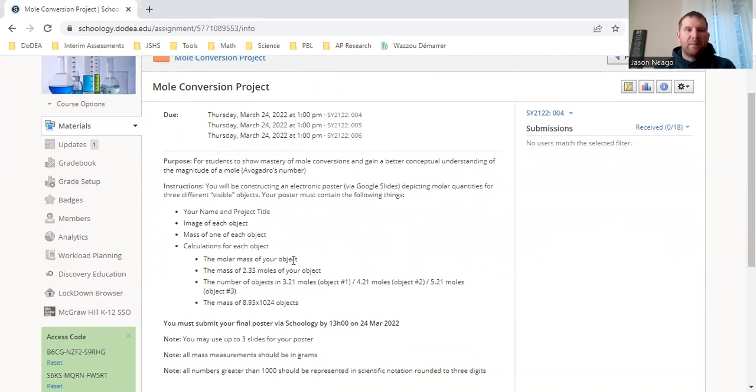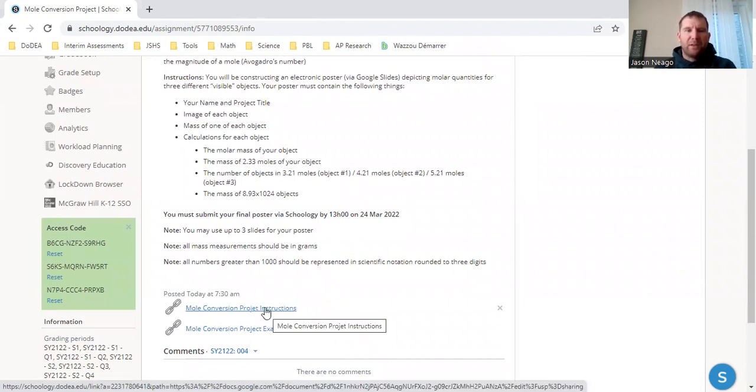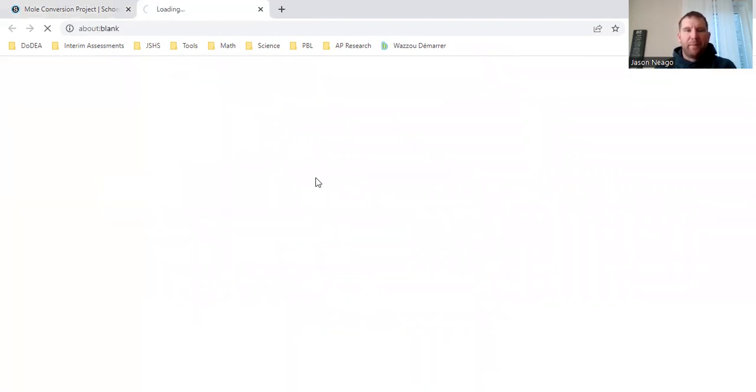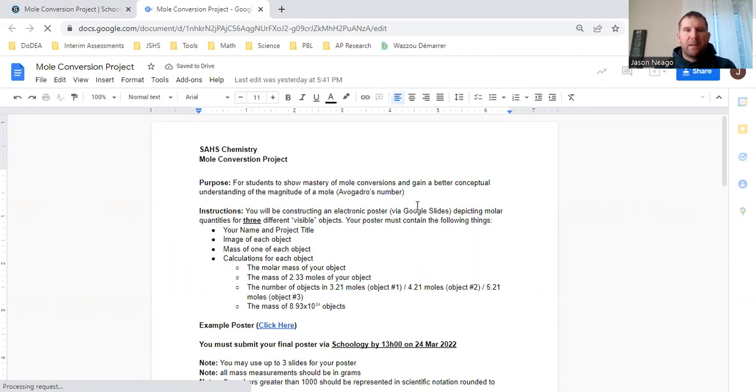This is the majority of the information, but I'm going to open up the mole conversion project instructions at the bottom. It's going to open up a new link, and it's going to open up the instruction page. So the purpose is for you to show mastery of mole conversions and gain a better conceptual understanding of the magnitude of a mole, or Avogadro's number.